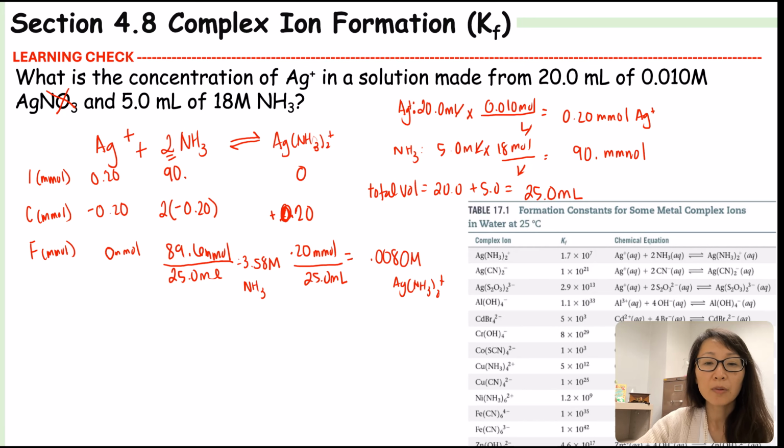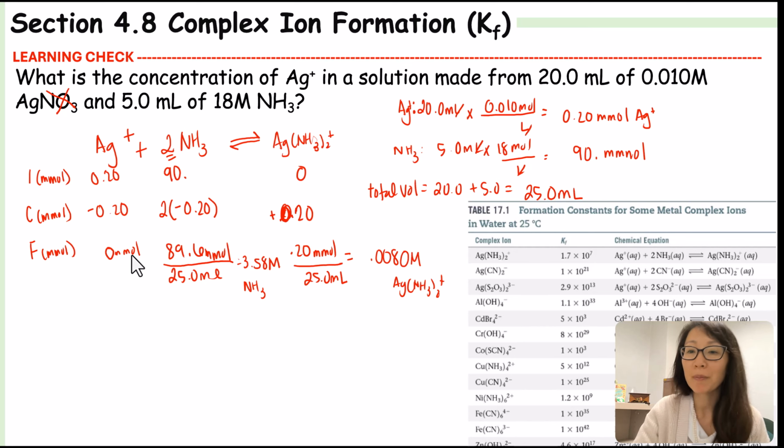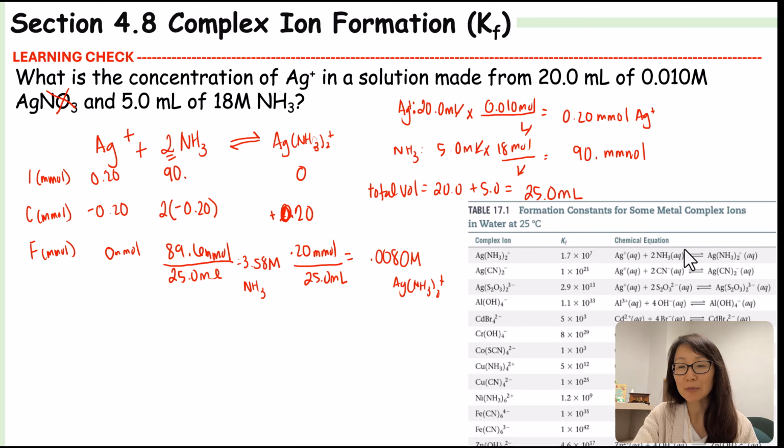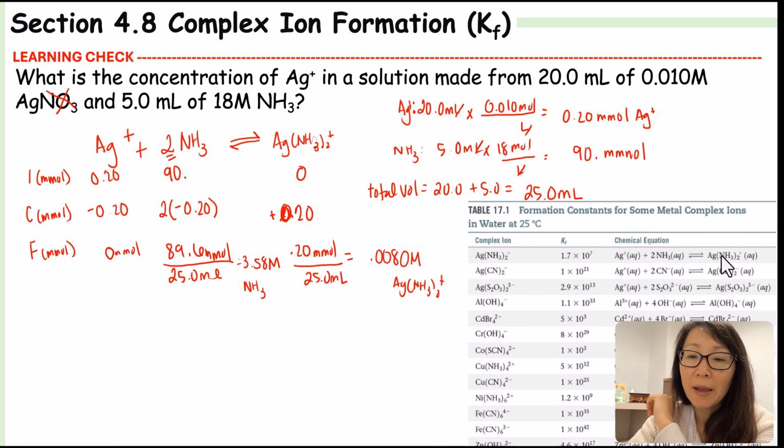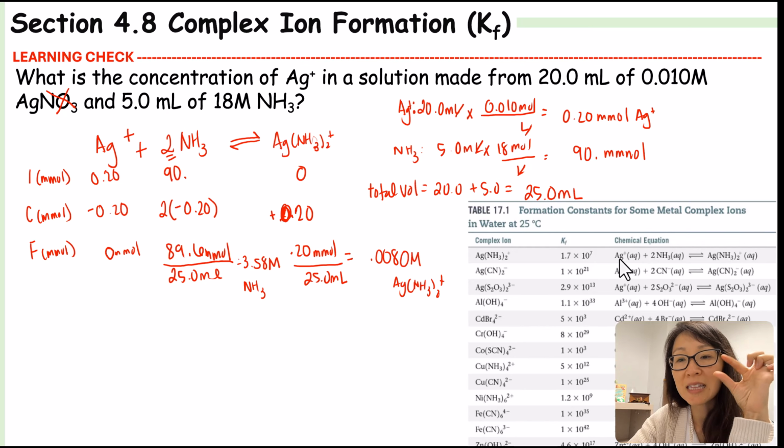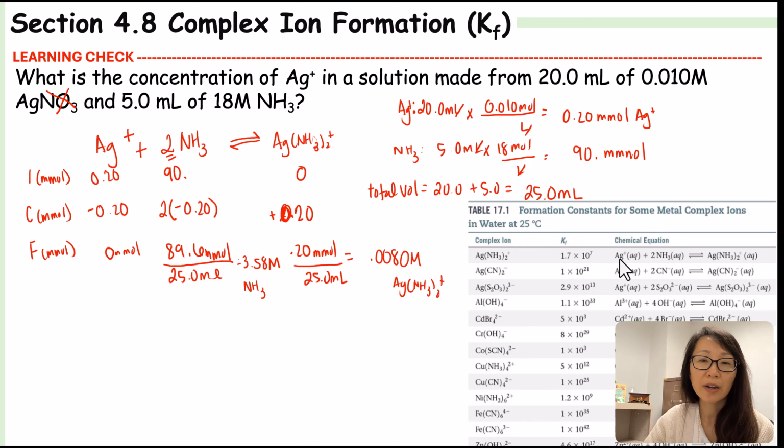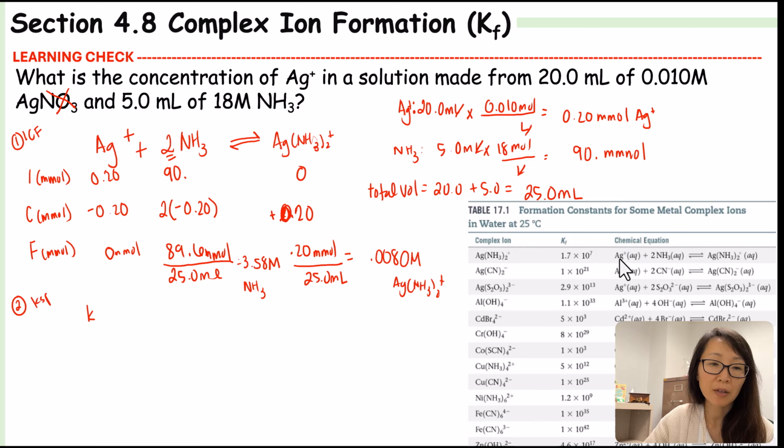Now look at what the question is asking. It's asking for the concentration of silver. So you'll notice here it's like, okay, well, everything went out, so there's no silver. But remember how I mentioned that these are all in equilibrium. So I know that most of them goes towards the right, but there's going to be a very, very teeny tiny leftover of the silver. So we'll go ahead and write the KF expression. First you do the ICF table, and the second step is to do the KF expression.